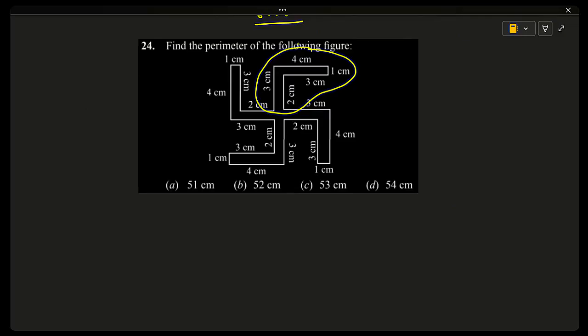Okay, so we'll be getting 2 plus 3 is 5, 5 plus 1 is 6, 6 plus 4 is 10, 10 plus 3 is 13. So one part of the figure has the total length 13 centimeters. Like that we have 4 different parts, all are symmetrical. 13 into 4 is going to be 52 centimeters, option B. 25.